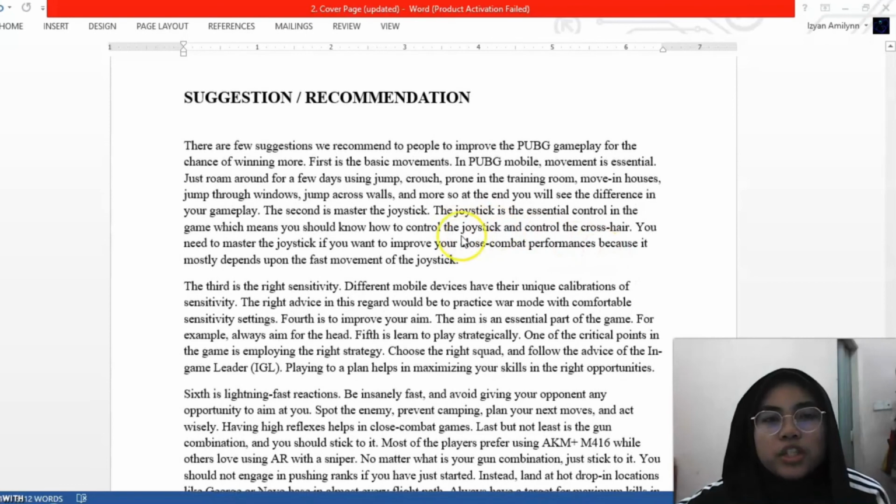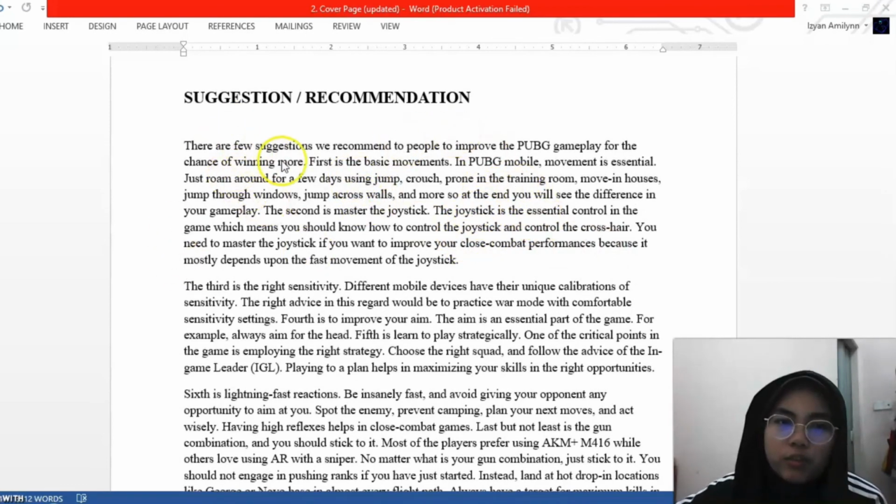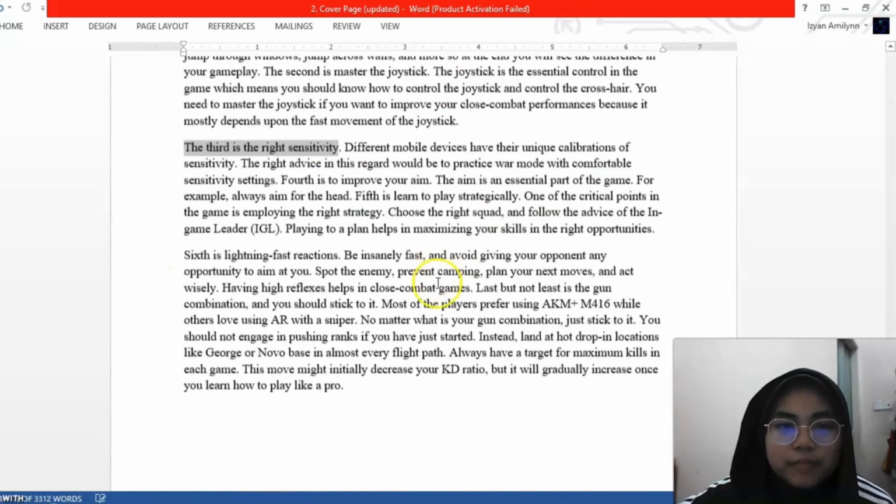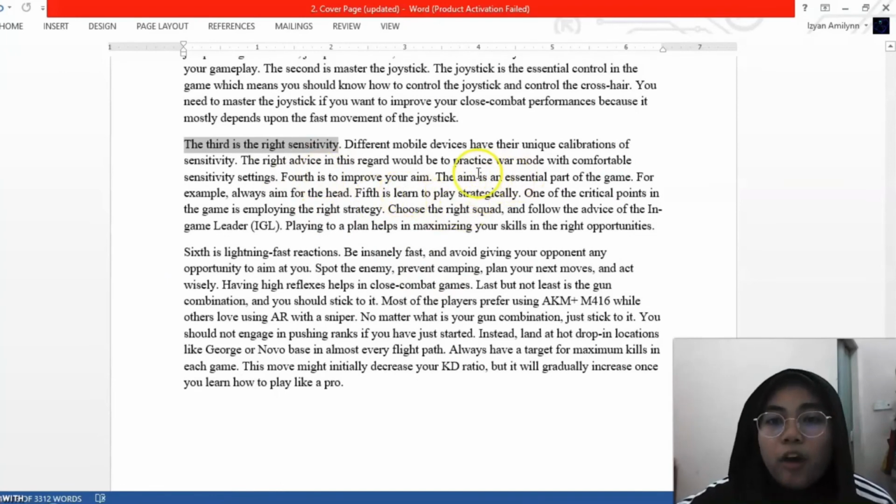So this is the suggestion. We recommend a few suggestions to people to improve their PUBG gameplay for a better chance of winning. First is the basic movement. The second is master the joystick. The third is the right sensitivity. And the fourth is to improve your aim.